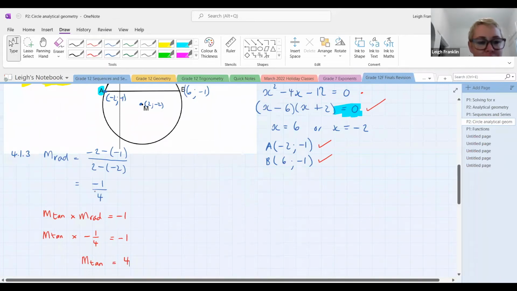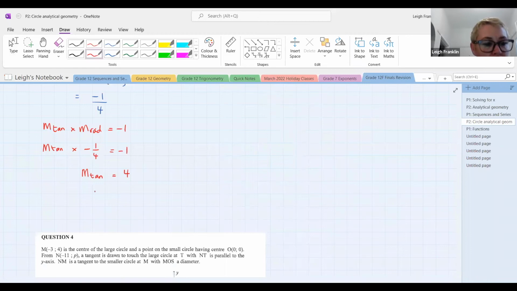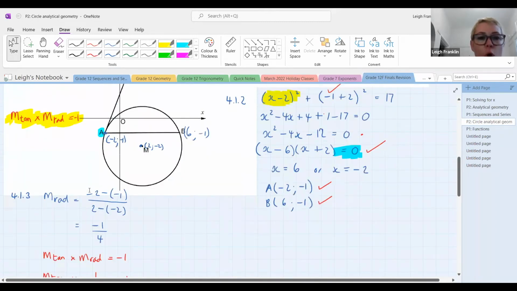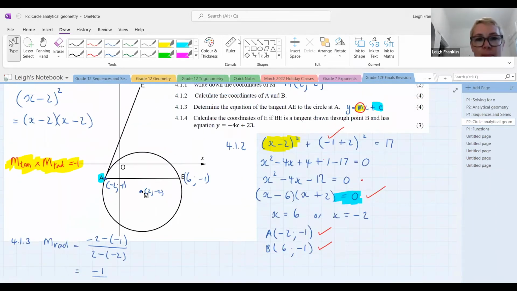Now we can take that and sub it into y equals mx plus c, because we know that the gradient is 4. It's our job to then work out what the c is. What point can we sub in?